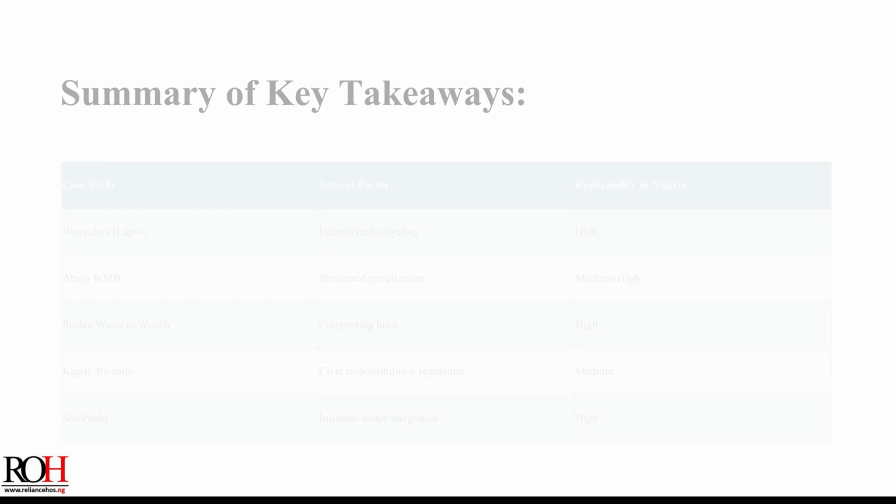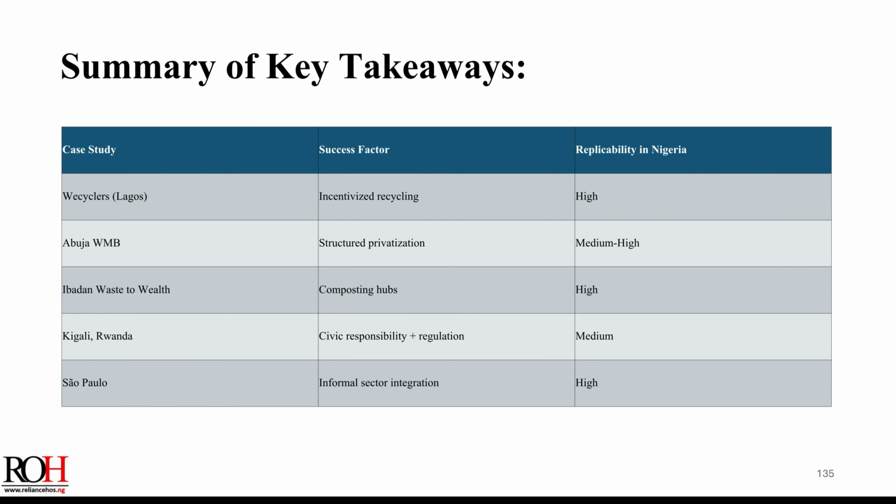Summary of key takeaways. Case study, success factor, replicability in Nigeria. Ycyclers: incentivized recycling, high. Abuja WMB: structured privatization, medium-high. Ibadan Waste-to-Wealth: composting hubs, high. Kigali, Rwanda: civic responsibility plus regulation, medium. Sao Paulo: informal sector integration, high.